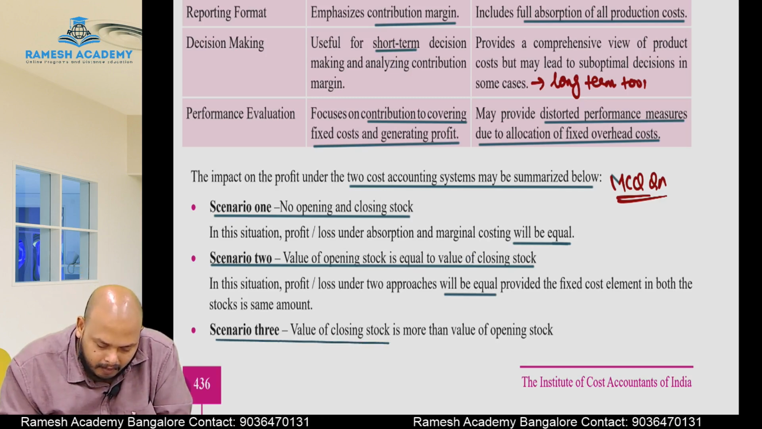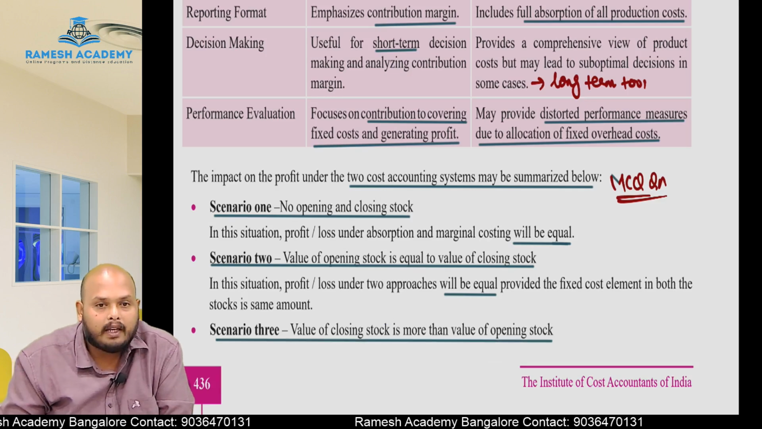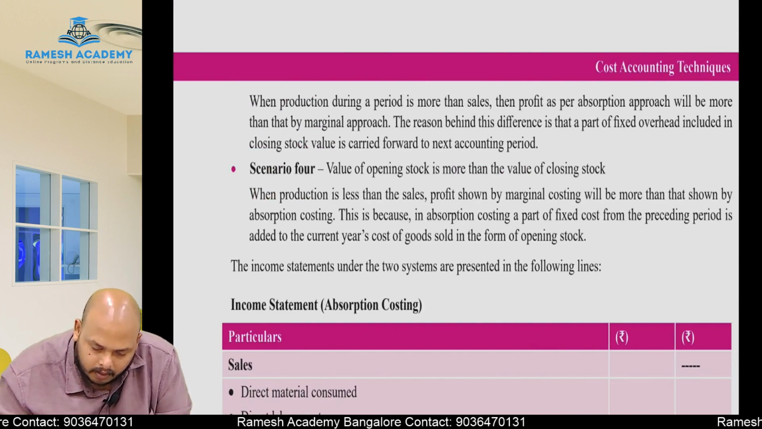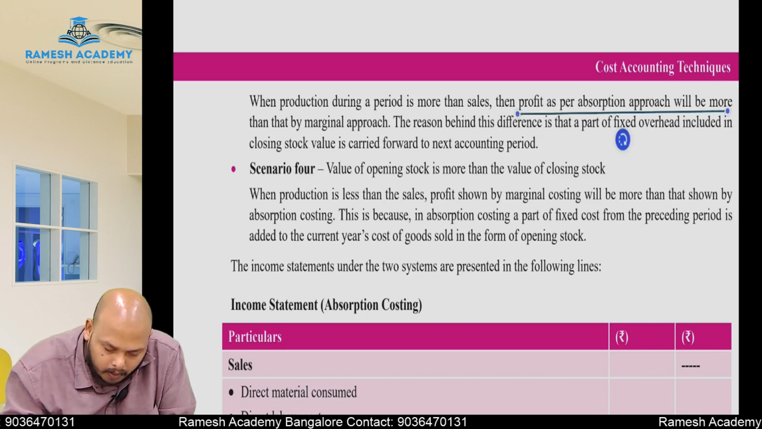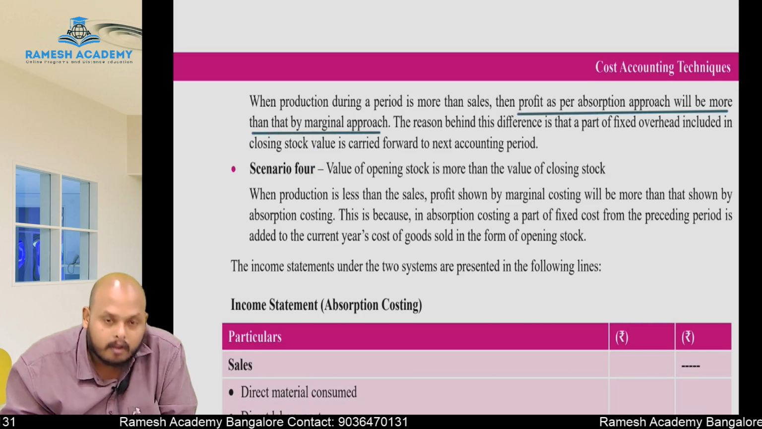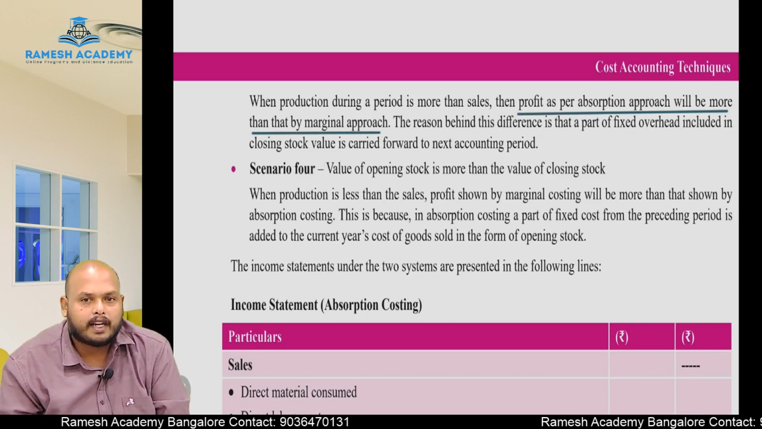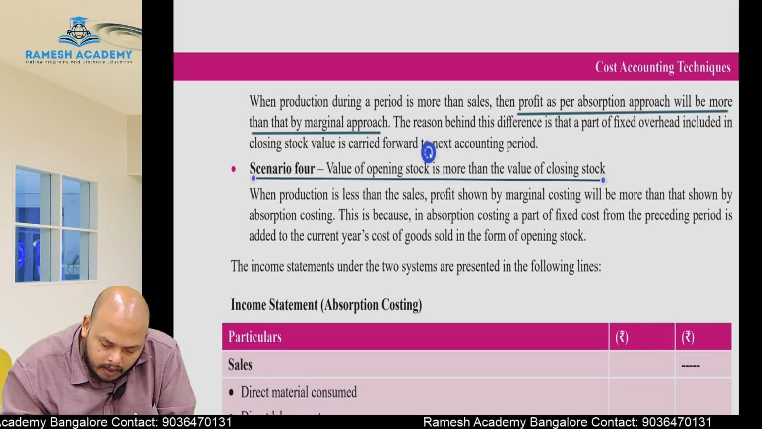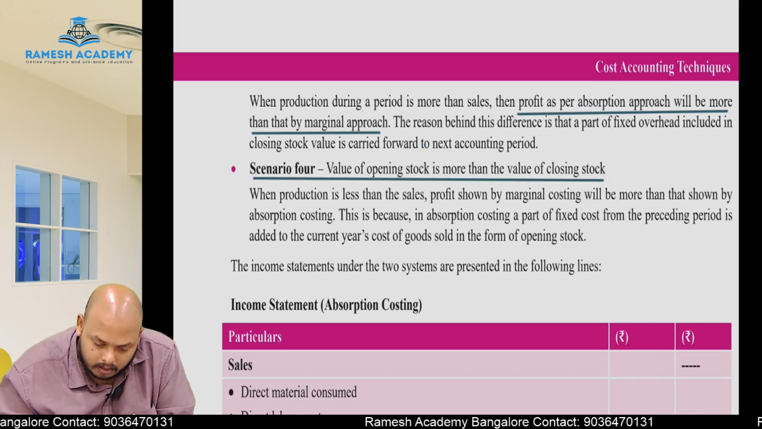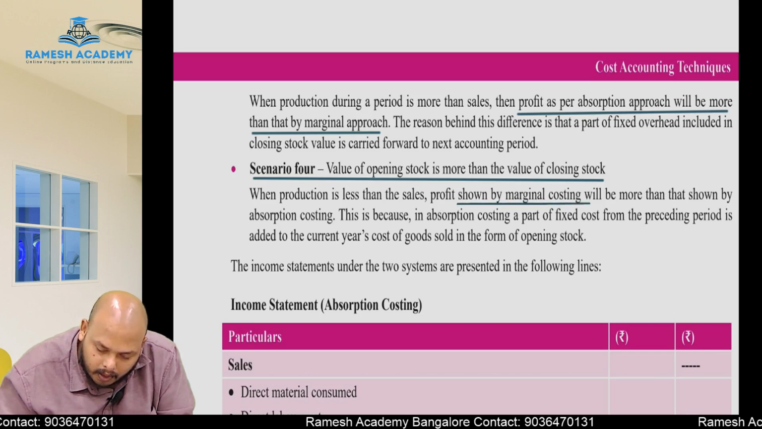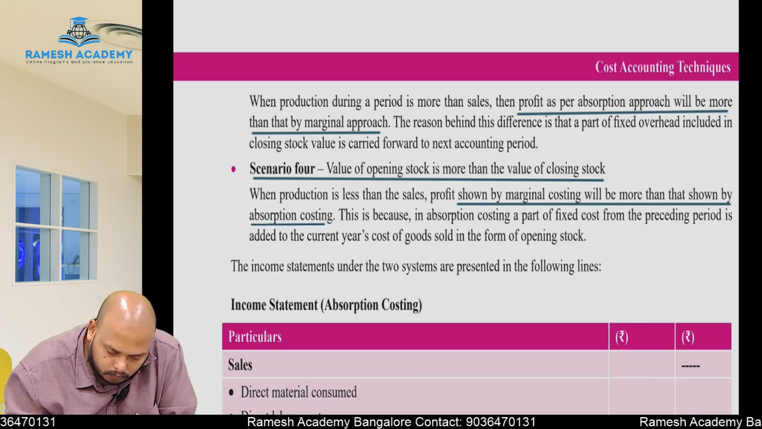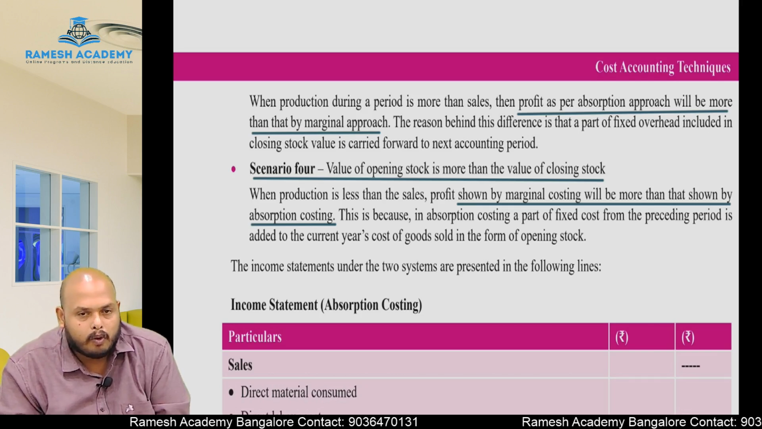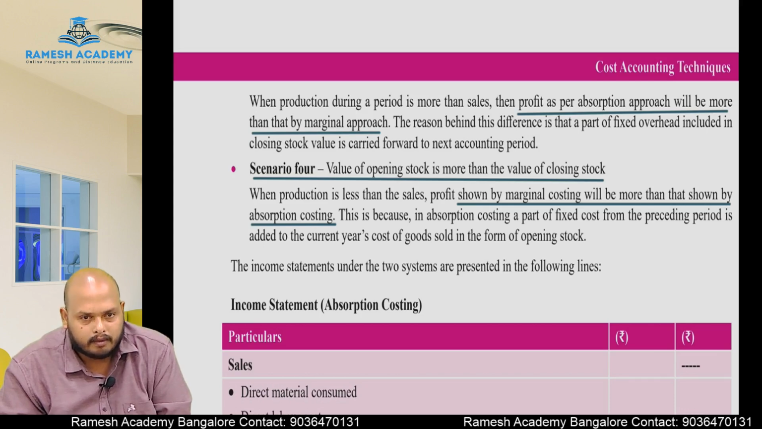Scenario 3: value of closing stock is more than opening stock. Then the profit as per the absorption approach will be more as compared to the marginal approach. Scenario 4: when the value of opening stock is more than closing stock, the profit shown by marginal costing will be more. If closing stock is more, the profit as per absorption will be more. If opening stock is more, the profit as per marginal costing will be more.